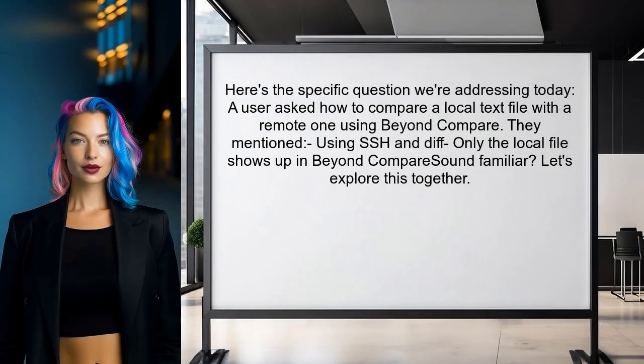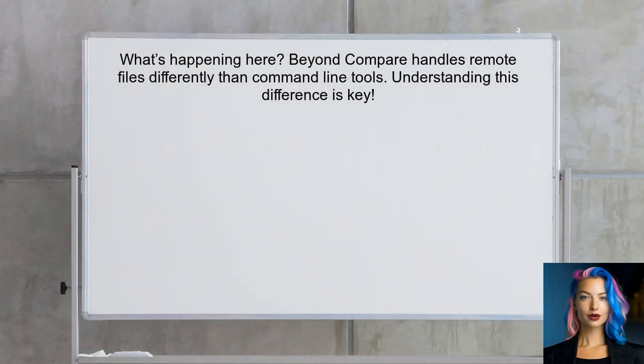Here's the specific question we're addressing today. A user asked how to compare a local text file with a remote one using Beyond Compare. They mentioned using a command with SSH and diff, but when they tried to use Beyond Compare, only the local file showed up. Sound familiar? Let's explore this together. So what's happening here?